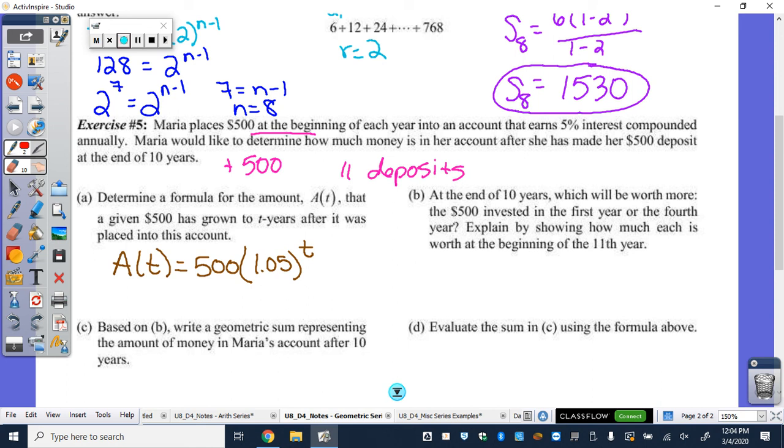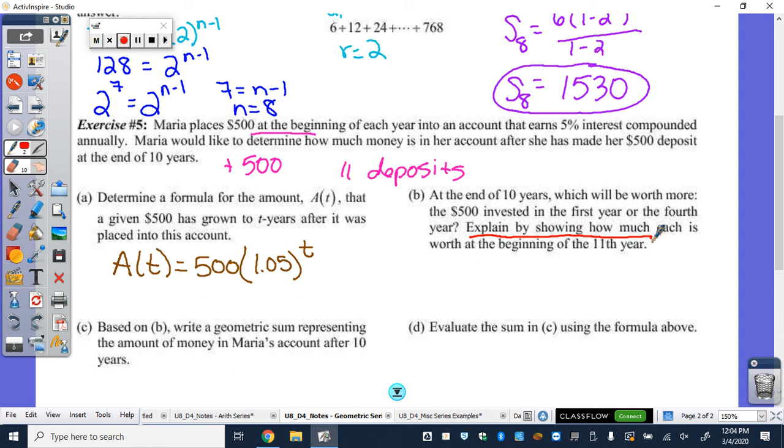So now this next question is kind of obvious. At the end of 10 years, which will be worth more? $500 invested in the first year or the fourth year? Explain by showing how much each is worth at the beginning of the 11th year. I mean, let's think about it. If you deposit $500 in year 1, is that going to earn more interest than depositing $500 in year 4? Yeah, pretty obvious what the answer is going to be, but they told us we have to explain by showing how much is going to be in there.